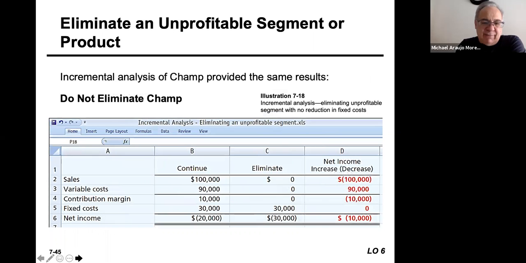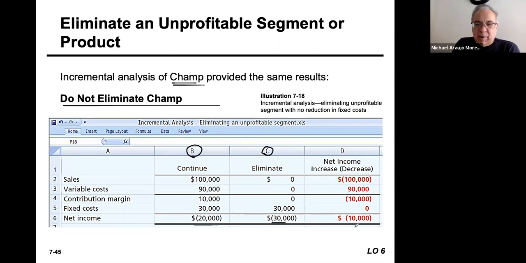So that's tough. So don't eliminate Champ for now. Try to do your very, very best to make Champ a champ. Turn it from a chump to a champ. That's what you want to do. That's the whole idea. So continuing the business means Champ loses 20 grand, but if you eliminate Champ, you lose 30 grand. So you'd be 10,000 more in the hole overall on your profitability. And I don't think you want to do that. So again, this might be an old Champ, but it's still a Champ.